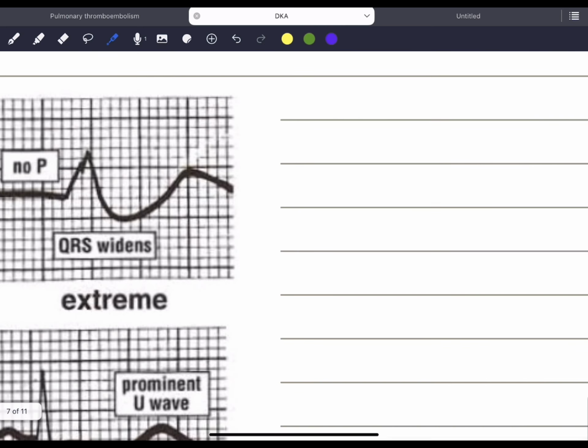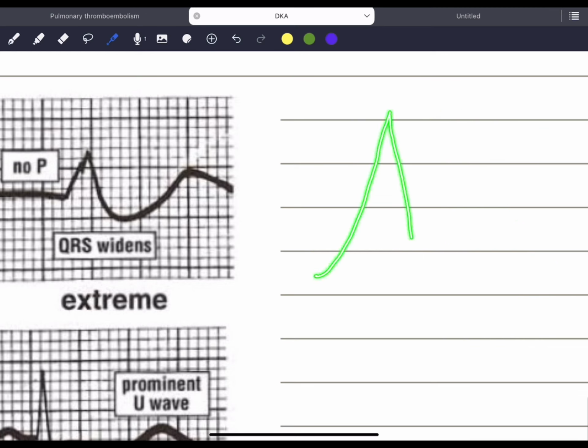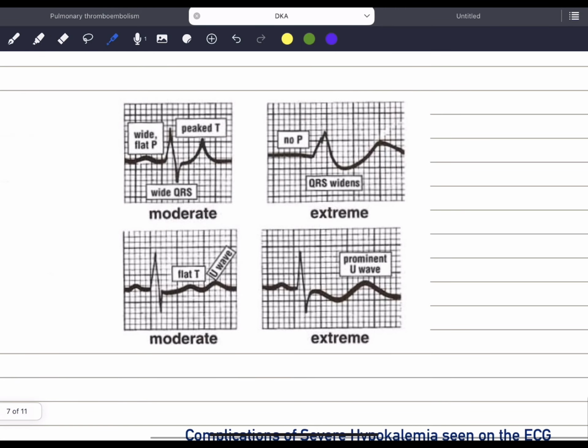Now, don't confuse this with hyperacute T wave, which is round from the top and seen in early changes of MI. Early changes in MI have tall T waves, but they are round from the top. But in hyperkalemia, there is tenting of the T wave. They are pointed peaked T waves. Why is this important? Because MI can be the trigger for diabetic ketoacidosis. So you have to differentiate it.